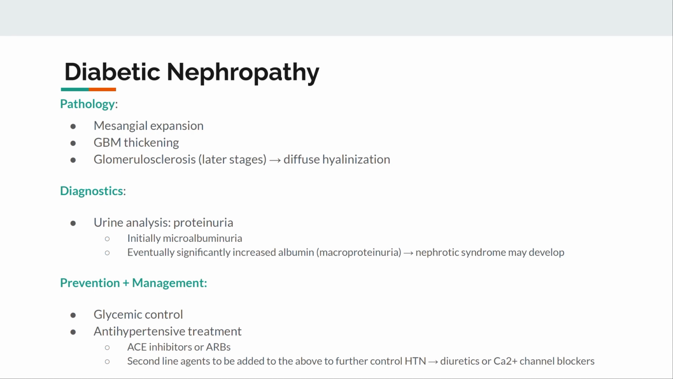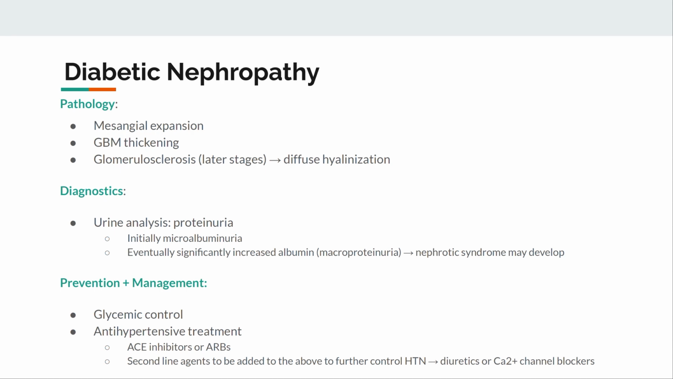Well, firstly, we want to control their blood sugar. But secondly, we want to put them on an ACE inhibitor because they're renoprotective. ACE inhibitors are probably a little bit better than ARBs at this for some reason, even though they basically do the same thing. ACE inhibitors are just shown in studies to be better. And certain ACE inhibitors have been shown to be better than others. You don't need to know that.